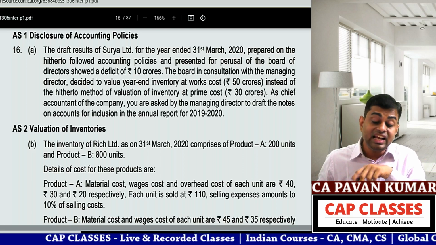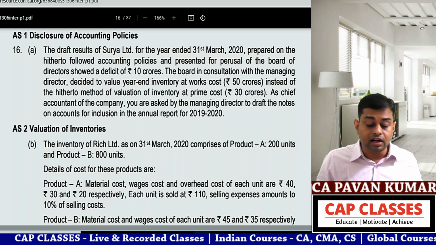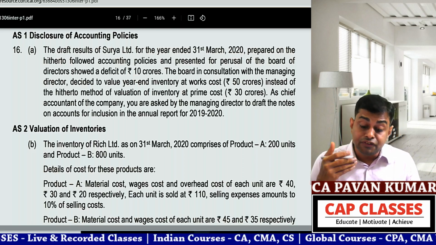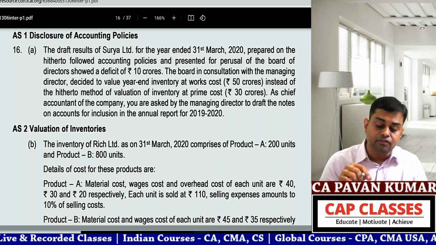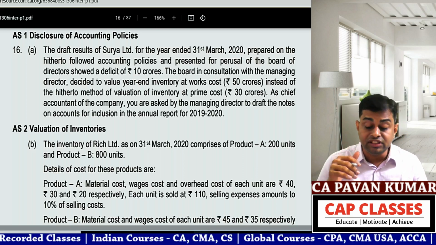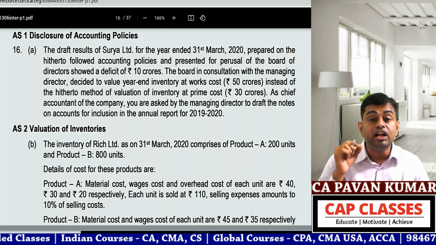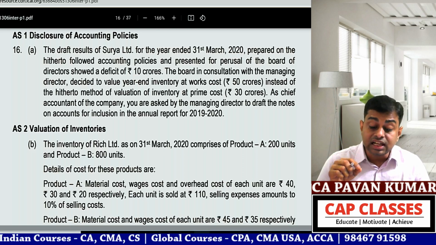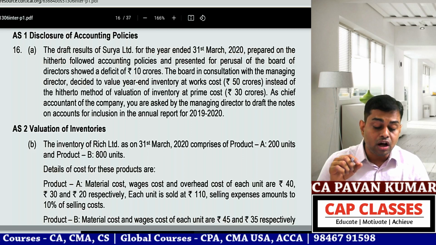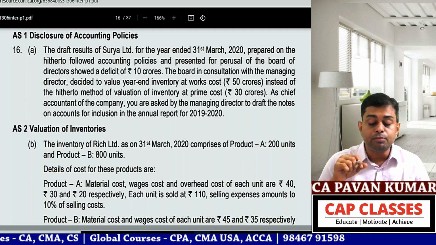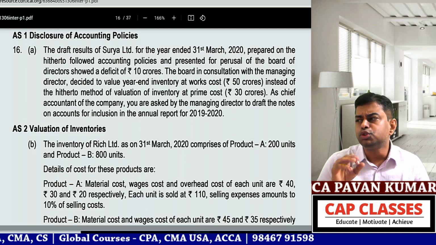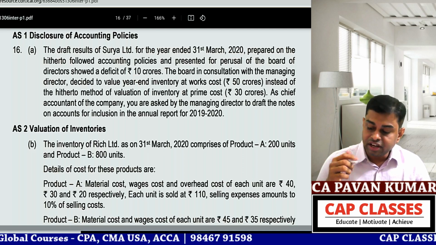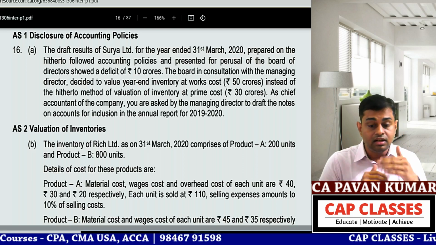So the board, in consultation with the MD, managing director, decided to value year-end inventory at works cost, which is 50 crores, instead of the hitherto method of valuation of inventory at prime cost, which is 30 crores. As chief accountant of the company, oh my god, who are you? You are the chief accountant of the company. You are asked by the managing director to draft the notes on accounts for inclusion in the annual report for 2019-2020. Super conceptual question. And needless to say, this is from old CA final. Previously the same question was asked in CA final.